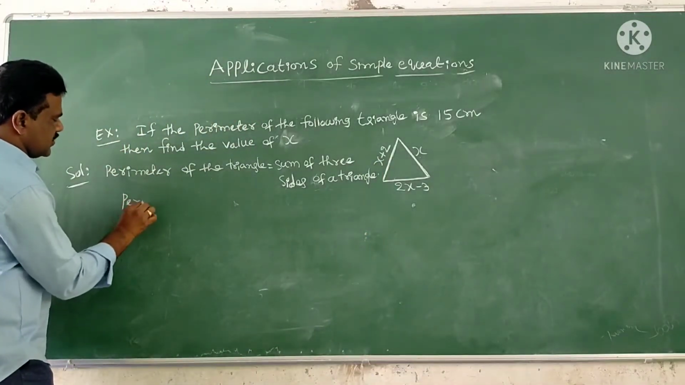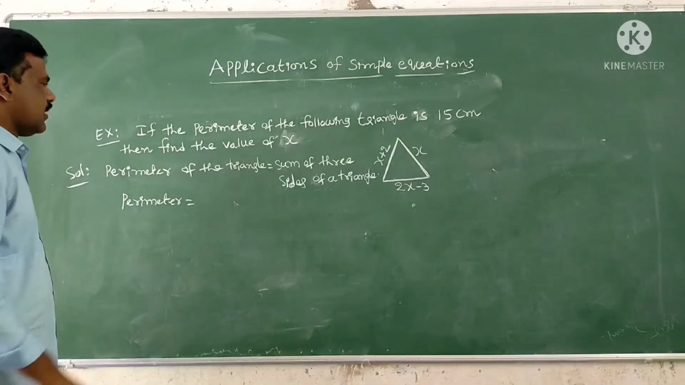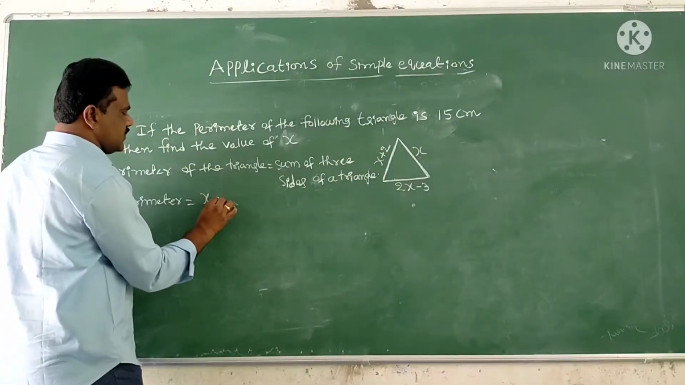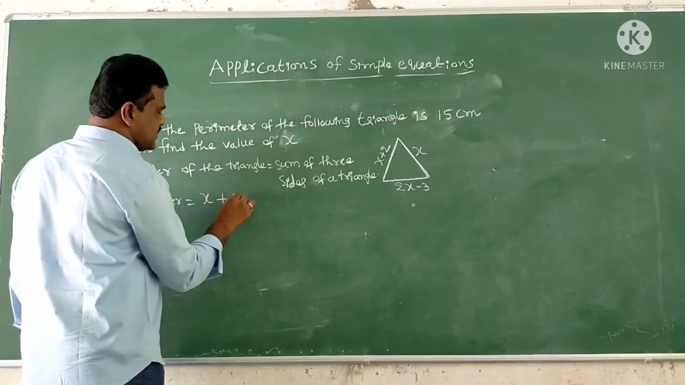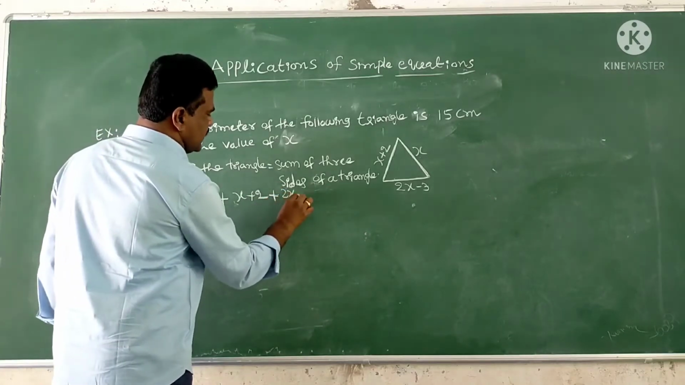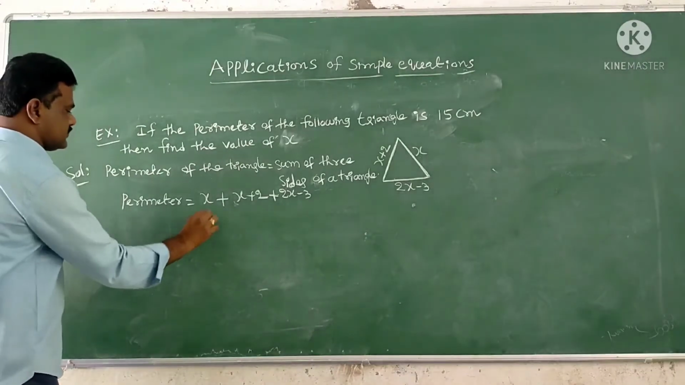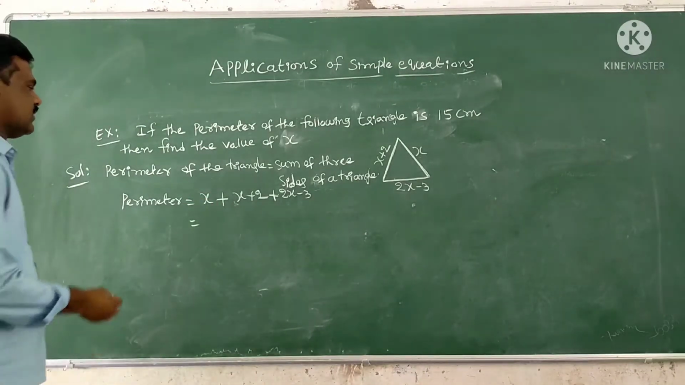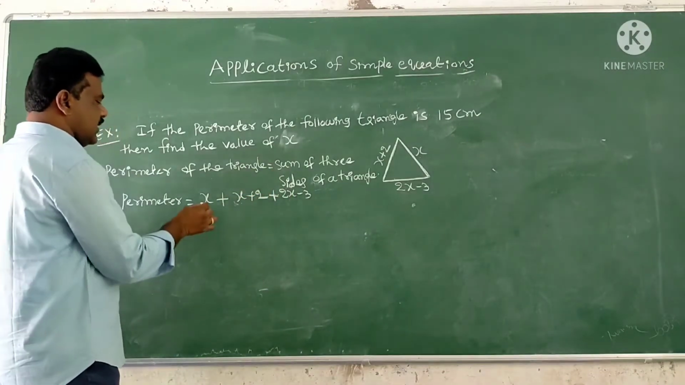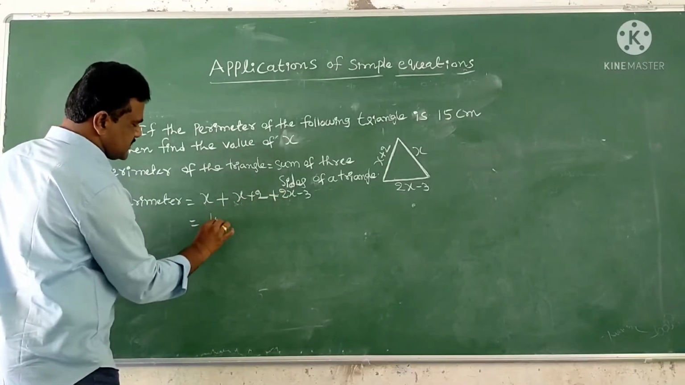Here, the perimeter of a triangle is equal to the sum of the three sides of the given triangle. First side is x, the second side is x plus 2, and the third side is 2x minus 3. Add the like terms: x plus x plus 2x. X plus x is 2x, and 2x plus 2x is 4x.